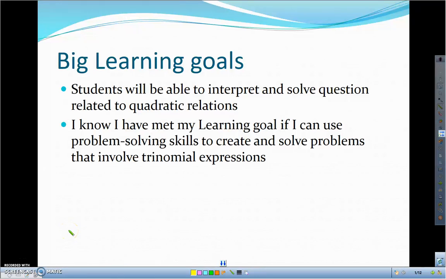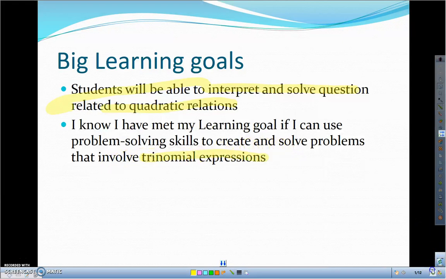Alright, welcome back. We're going to be looking at overall solving problems using quadratic equations. Our big learning goals for the last few units have been to focus on how to interpret and solve questions related to quadratic relations. I know I've met my learning goals if I can use problem solving skills to create and solve problems that involve trinomial expressions.